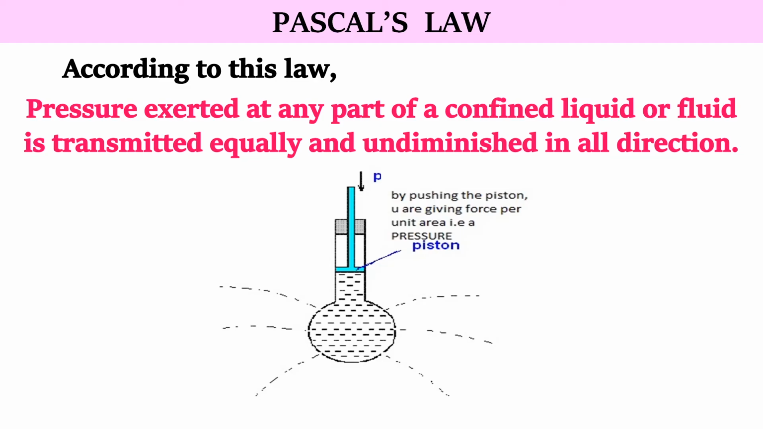And hereby it verifies Pascal's law, which states that pressure exerted at any part of a confined liquid, here the liquid is confined in the round bottomed flask, and the pressure is exerted with the help of a piston at one end, at one part of this confined liquid. And what we notice, that the water gushing out shows us that the pressure is transmitted equally and undiminished in all directions.